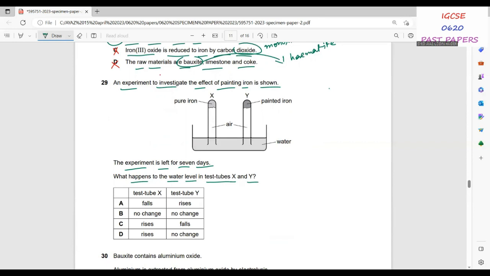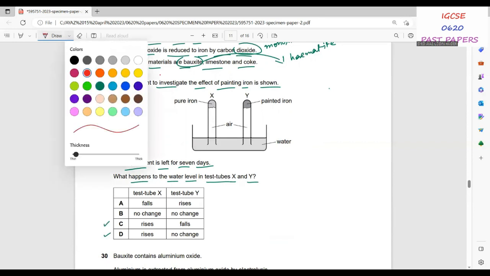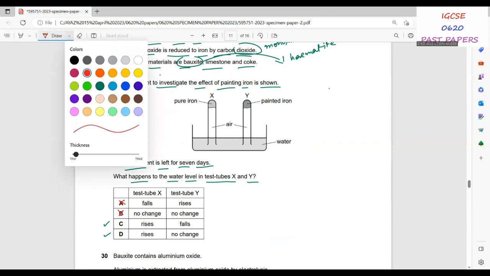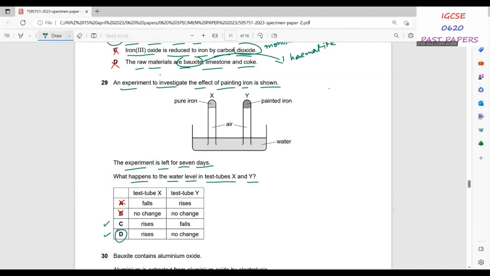So we either have C as the correct answer or D. Both A and B are incorrect, because in A it's written false and in B it's written no change. Now let's see C and D. In C, the level in test tube X rises. What about in test tube Y? It falls. No, this is wrong. It does not fall. There mustn't be any change in Y. So D will be the right answer for this one.